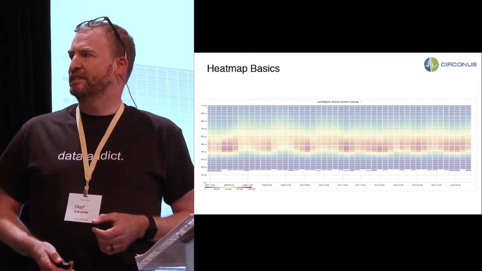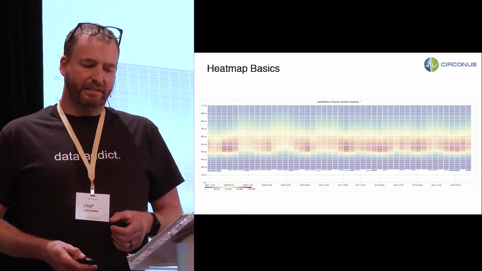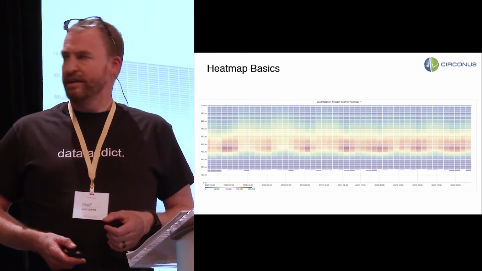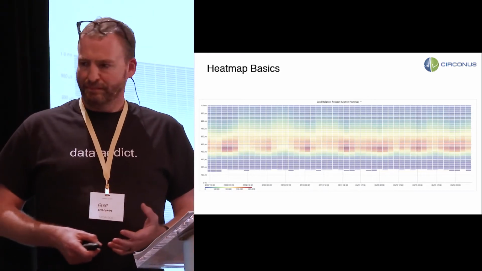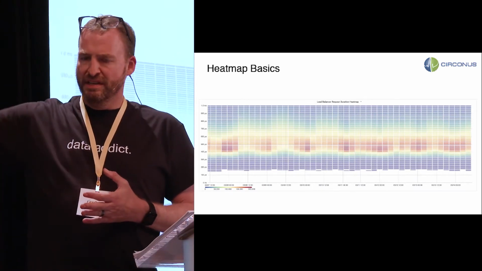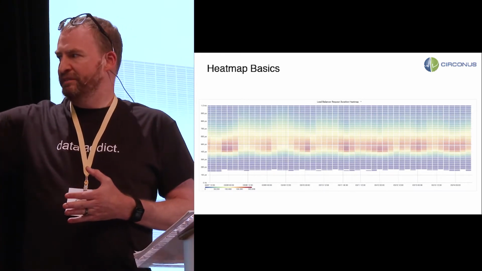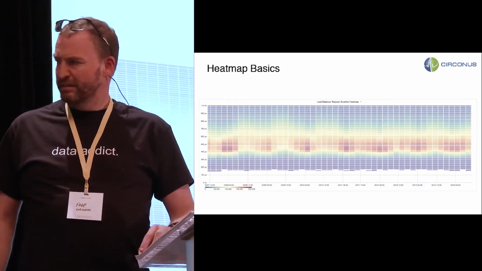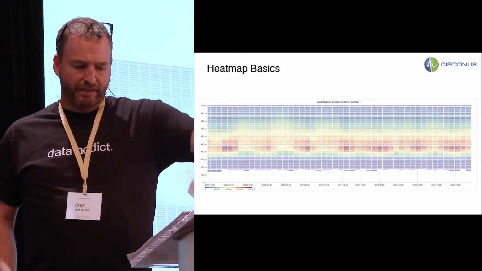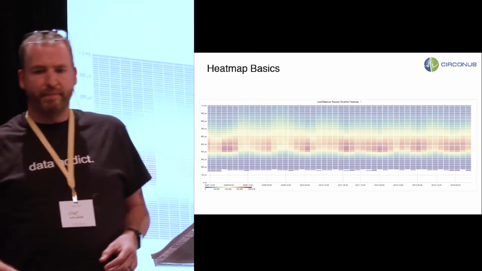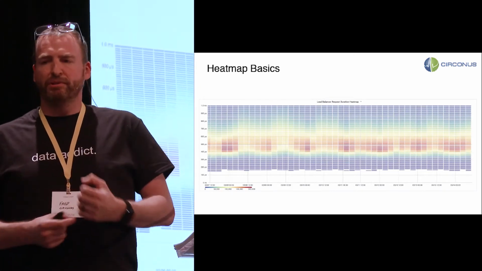So this is a heat map, and this is basically a series of histograms over time. Each vertical slice is one histogram of data. This altogether is about 6 million data points. And the red portion of the heat map represents a large sample density.